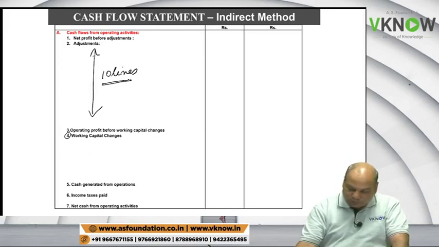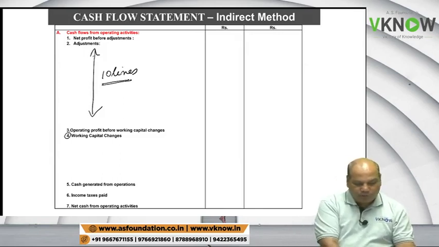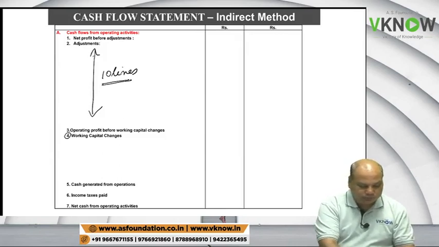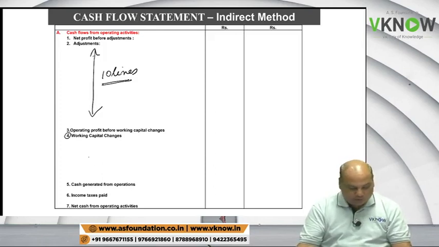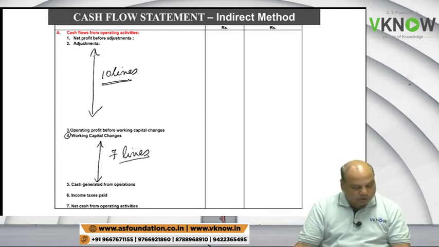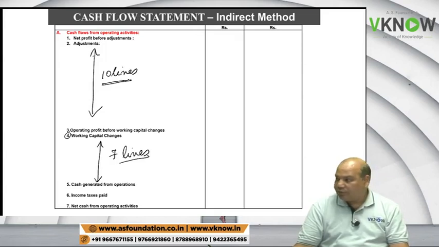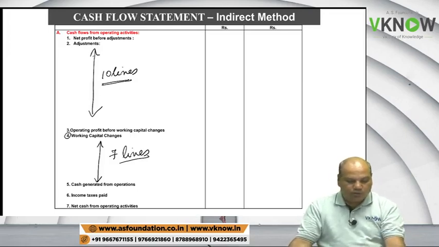Point number four, working capital changes. Keep around 7 lines blank. There are many items: stock, debtor, prepaid expense, etc. Point number five is cash generated from operation.